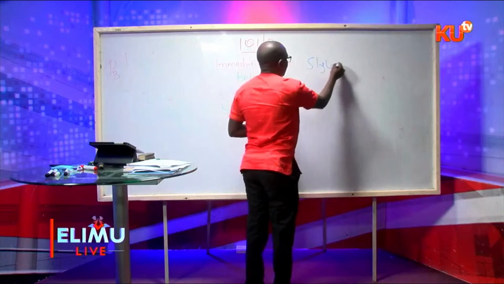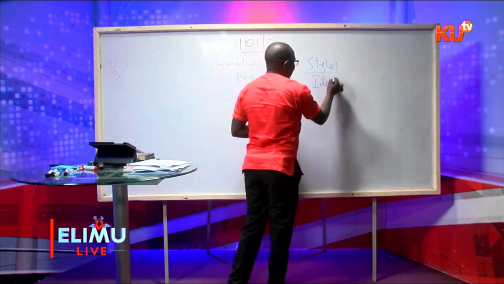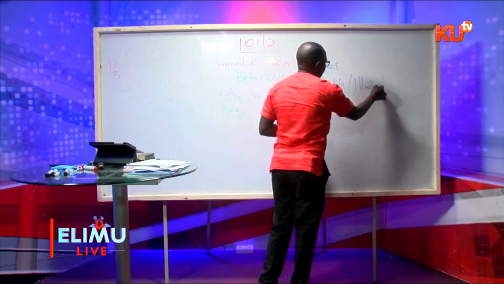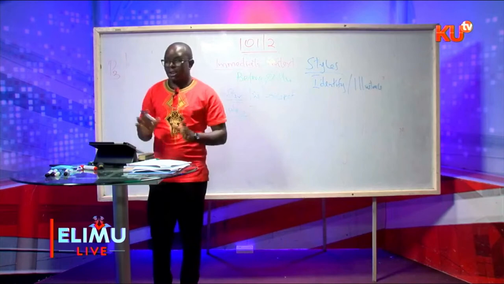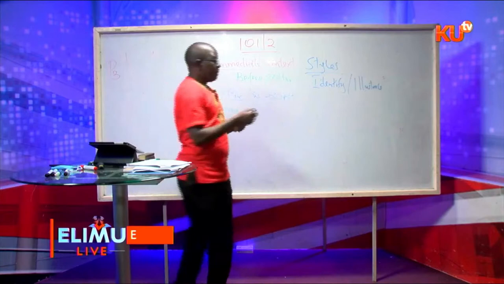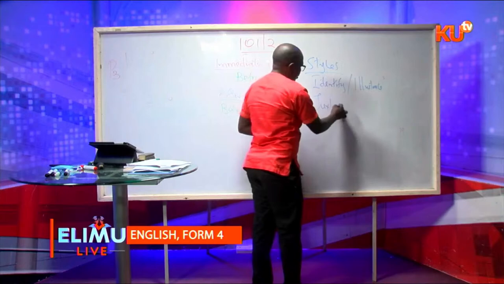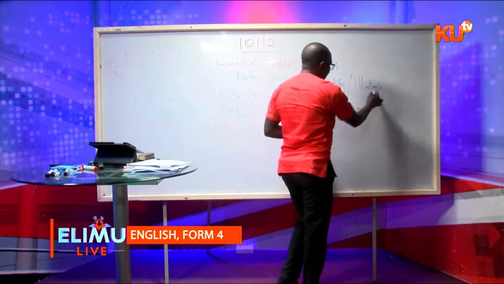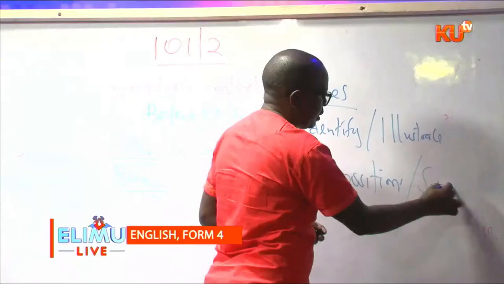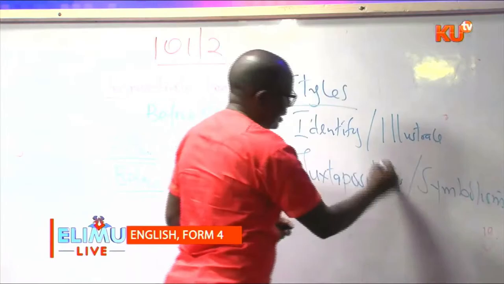When you talk about styles, you need to identify and illustrate the styles. Identify and then do what? Illustrate. Identify and illustrate the style. Candidates, the challenge here is that sometimes they stroke unrelated styles. Maybe somebody is going to talk about a style of juxtaposition, and then they relate it with symbolism. So again, remember, this is not correct.